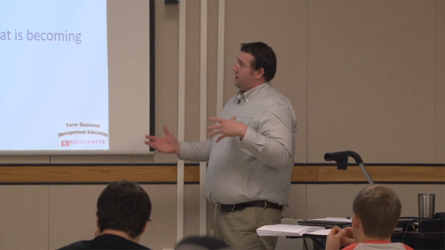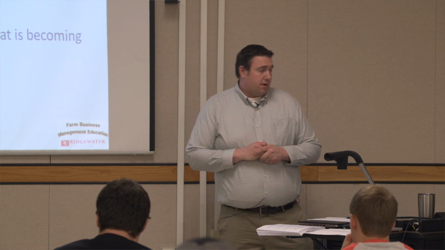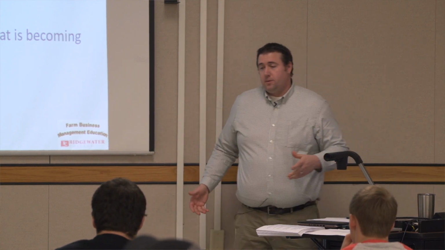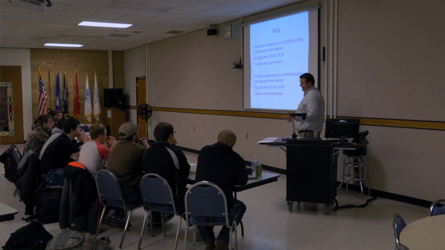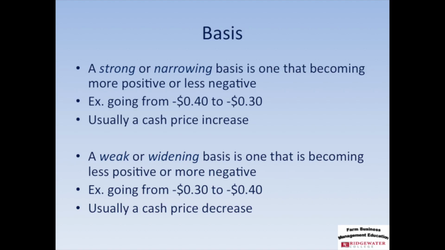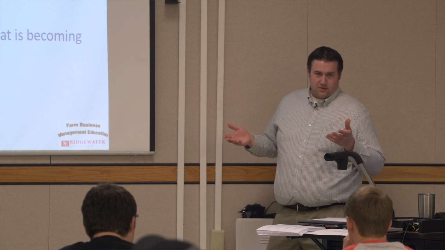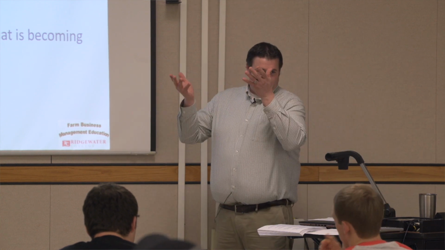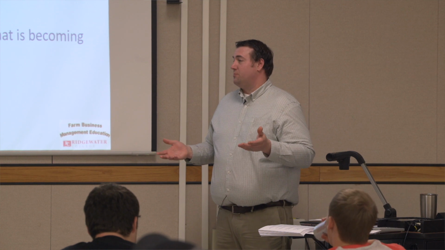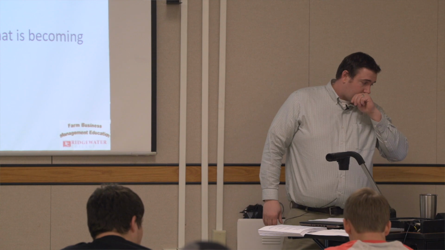So just a little bit of terminology on how you talk about this stuff. A strong basis or a narrowing basis is one that's becoming, most of the time in our neck of the woods, less negative. But also if we did have a positive basis, it'd be becoming more positive. If you struggle with negative numbers and thinking about what's a bigger number and a smaller number, think about the thermometer. I left home on Tuesday morning, it was 15 below. By the time I got to where I was going, it was 2 below. So it warmed up from 15 to 2. If that was a basis move, that would have narrowed. We would have gone up in basis, had a narrowing basis.